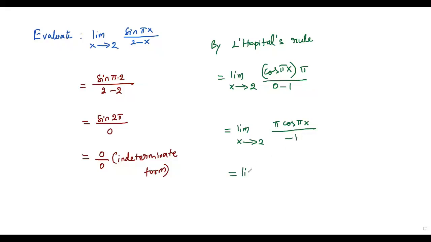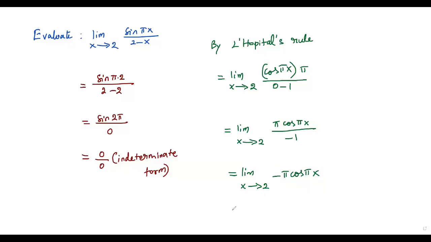Okay, so limit x tends to 2. Whenever the denominator is 1, it can be ignored and we can move this negative sign over here. I get negative pi times cosine pi x. Okay, that's all the simplification we can do over here in the function. So now we can apply the given limit for x. That is, we have to plug in 2 for x over here.